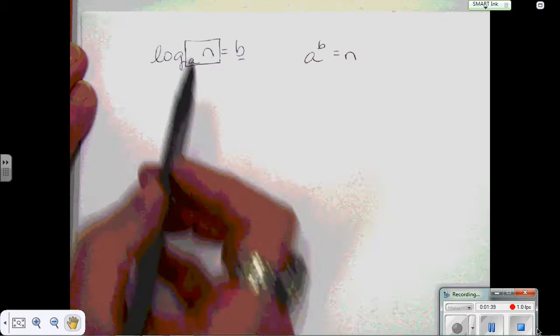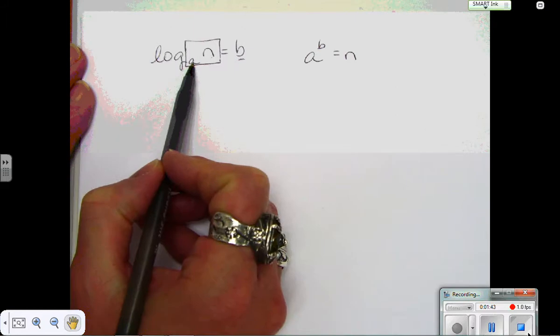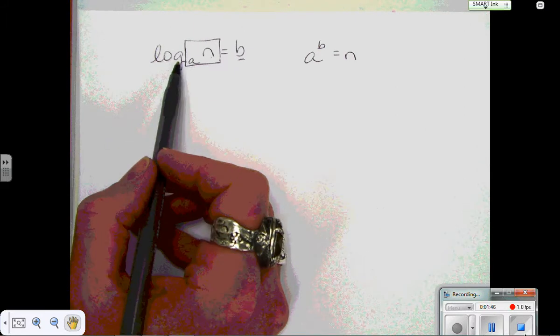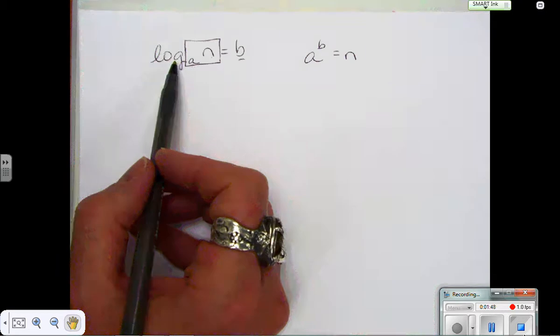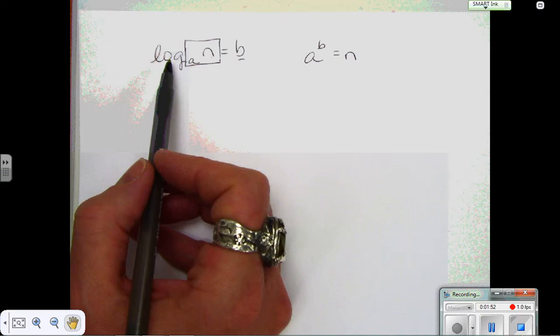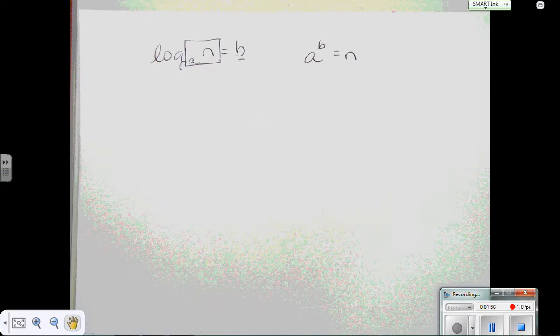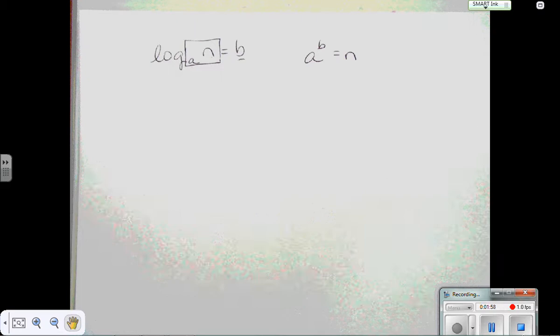Also, the base A is never going to be equal to 1. You guys know why the base would never be a 1? Because 1 to the millionth power is going to be 1. So there's nothing that you need to use a log for to figure out what exponent you're using for a 1. Doesn't matter what exponent it is. It's always going to equal 1.